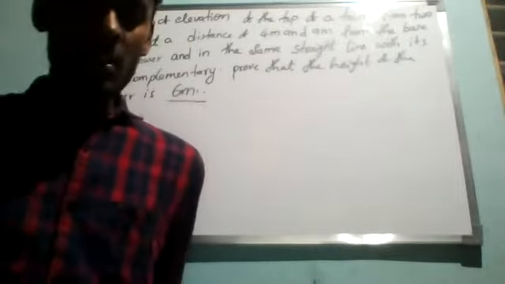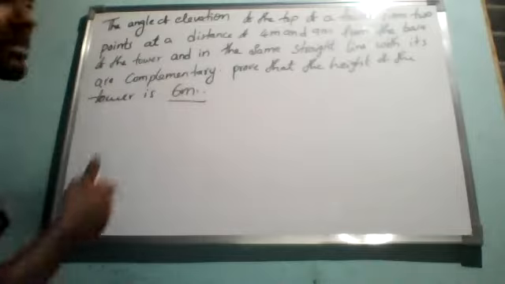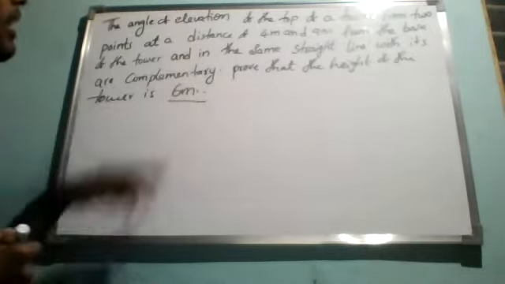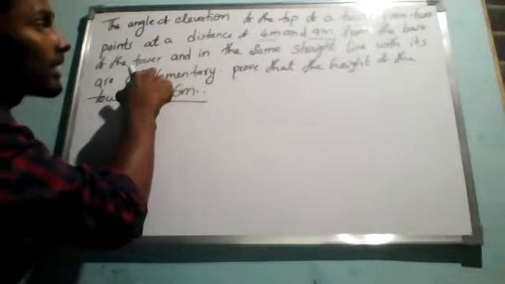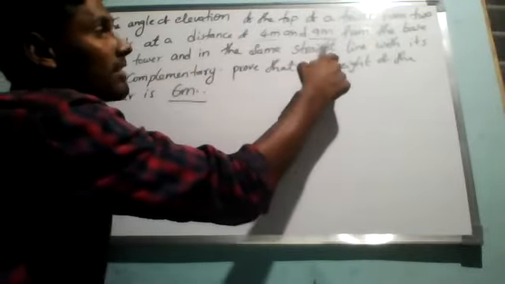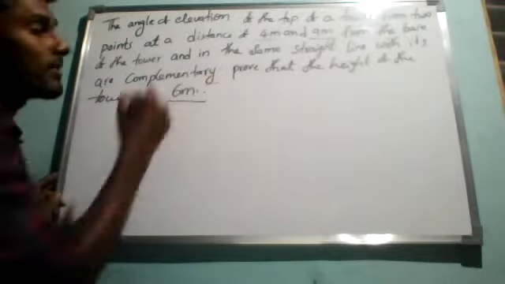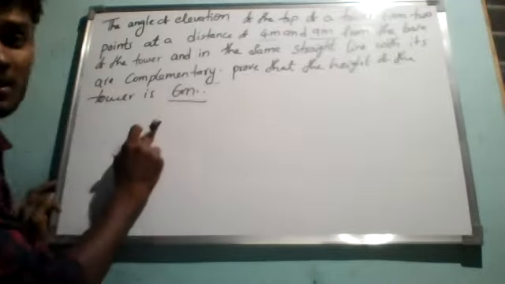Good evening, children. The next problem which we are going to study is on angles of elevation. The angles of elevation of the top of a tower from two points at a distance of 4 meters and 9 meters from the base of the tower, and in the same straight line with it, are complementary. Understand? So prove that the height of the tower is 6 meters.